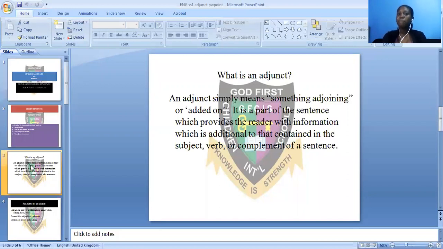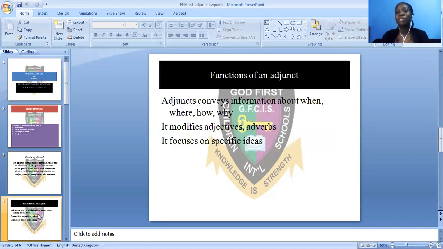So an adjunct simply means something adjoining, something that is added to another thing. It is a part of a sentence which provides the reader with additional information. Now the sentence already has information. There is information contained in the sentence before. But when you now add your adjunct, the adjoining thing, to that sentence, it is giving us additional information to the information contained in the subject, verb, or complement of the sentence. All right, so please take your time to learn the definition of an adjunct. All right, let's move on to the functions.